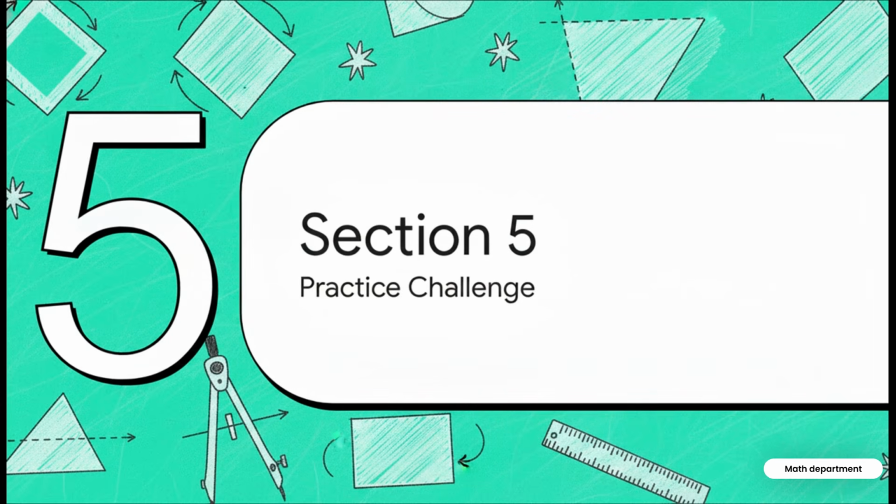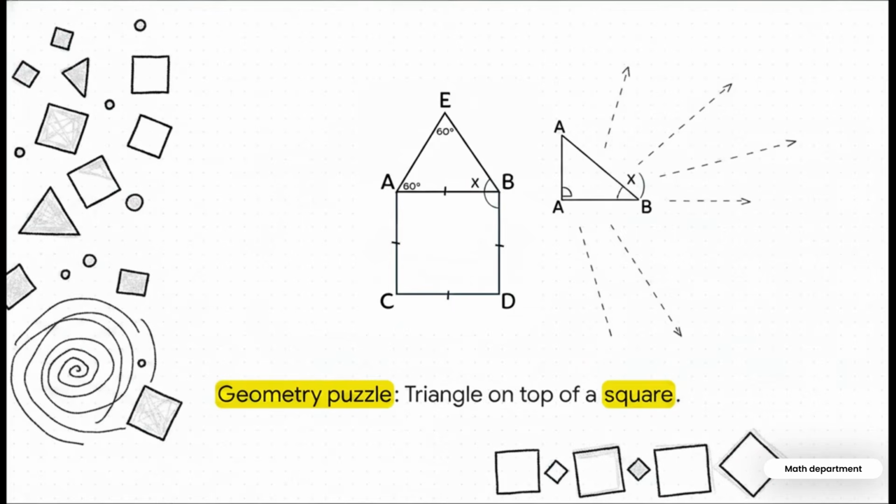Section 5, Final Practice Challenge. You've mastered the rules, you've seen the step-by-step logic, so now it is time to put your skills to the test. We're pulling this directly from your classwork packet. Take a look at this fascinating hybrid shape. We have square ABCD acting as the foundation on the bottom, and sitting directly on top of it, sharing that top line, is a triangle marked with 60-degree angles. There's an unknown angle marked X right at the hinge where the triangle meets the square.